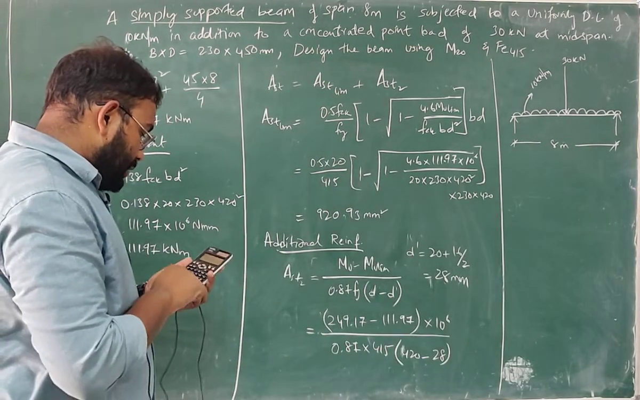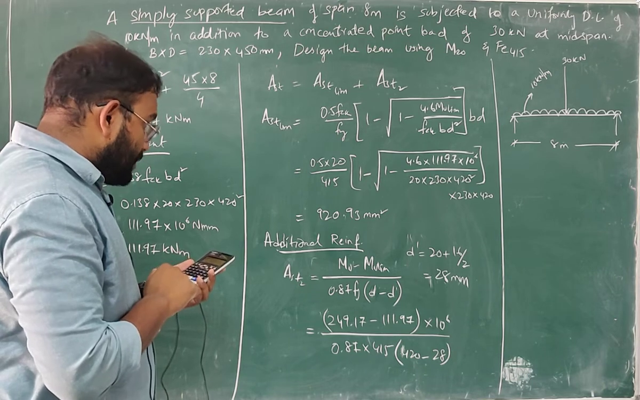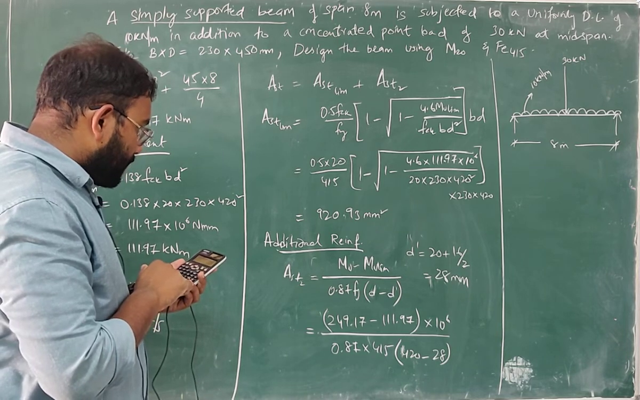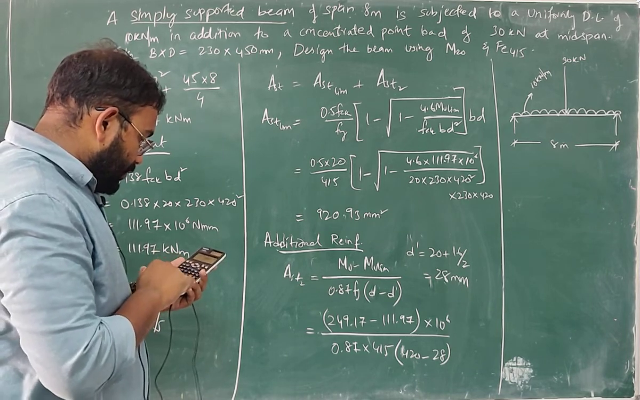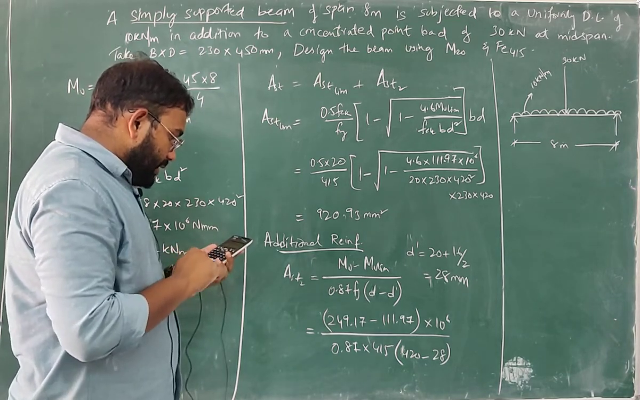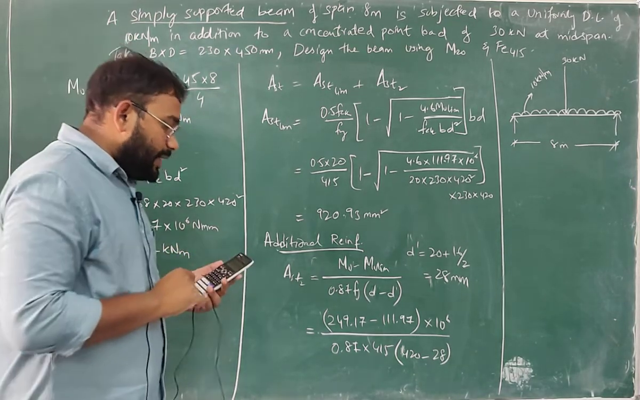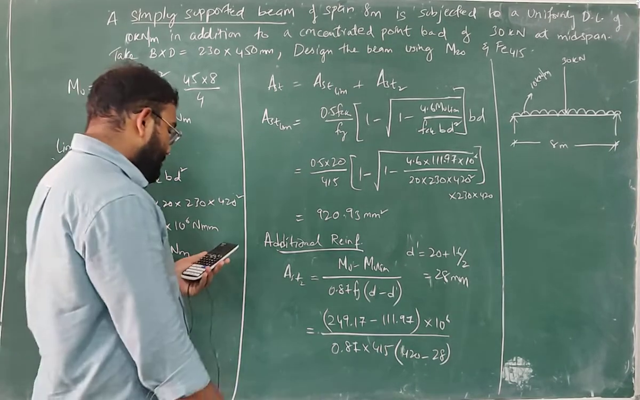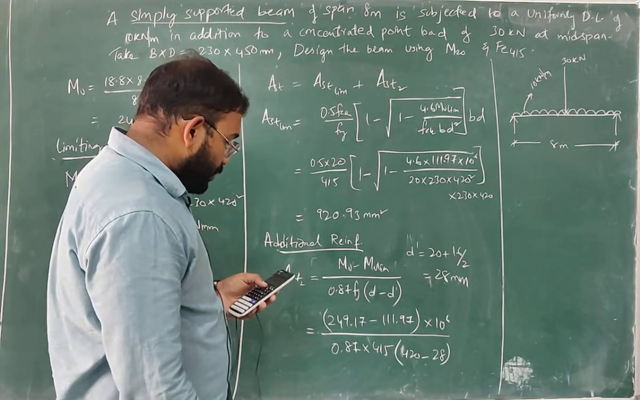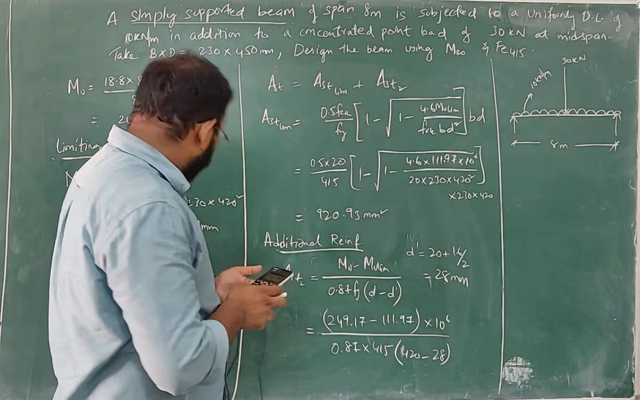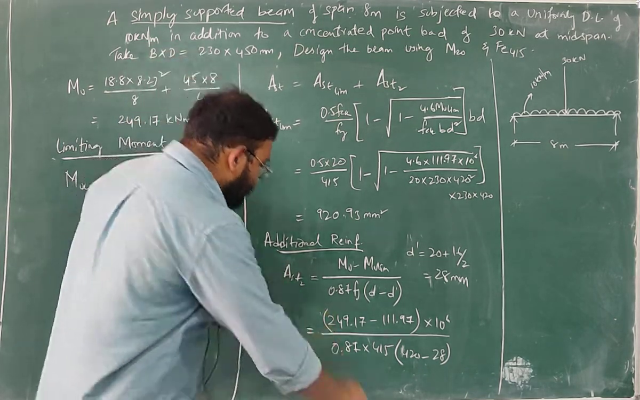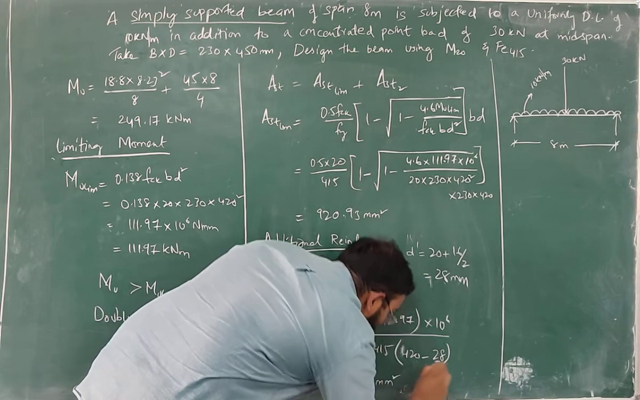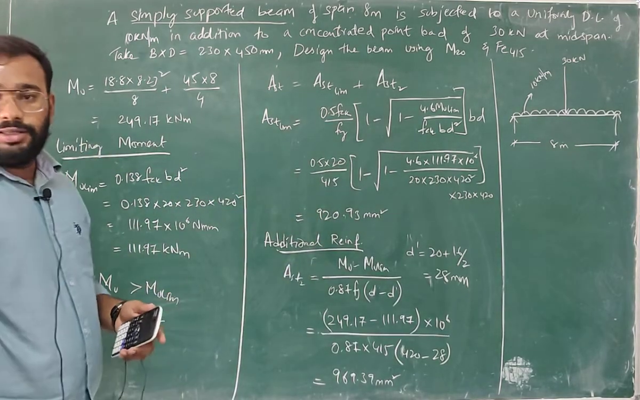So the formula is 137.2 × 10^6 divided by 0.87 into 415 into 420 minus 28. I am getting answer 1308. Please check the answer. d is 420. 249, sorry, 249.17. So 969.39 mm square. This is visible. 969 is visible, right?